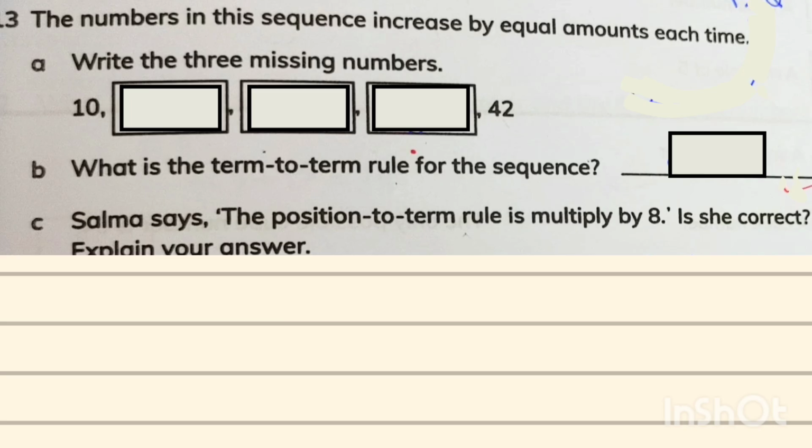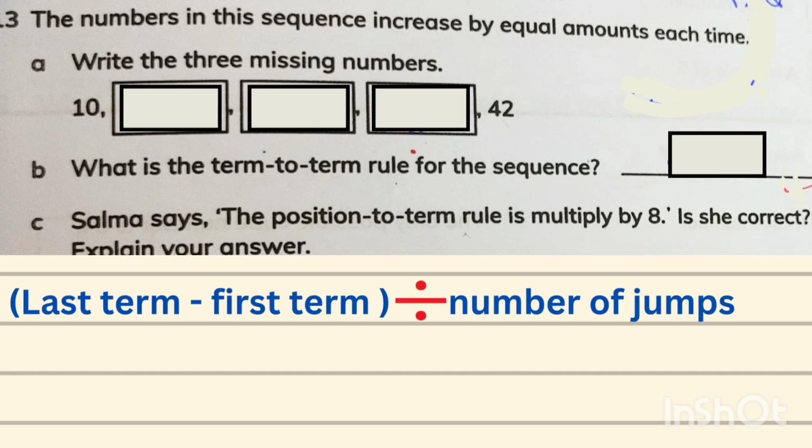Now in this question, this is the third situation of position to term rule, in which you have some missing values in the middle of a sequence. Remember the formula: last term minus first term divided by number of jumps. What is the last term? 42. What is the first term? 10. Now number of jumps. What is the number of jumps?